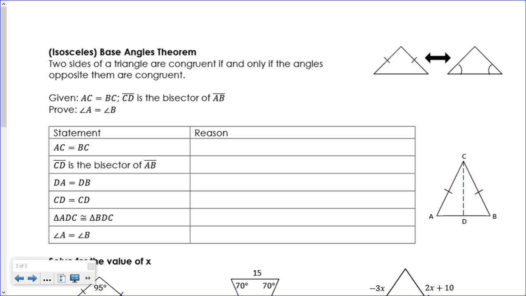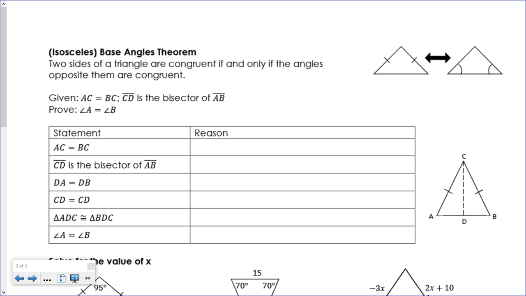Alright, we have already talked about this, quiet please. We already talked about the base angles theorem. We introduced it near the end of unit 3. We're going to be using it more in this unit. We're going to prove it. We saw that it is a cool thing and we used it to solve. Now we're going to prove it and then practice using it to solve again.